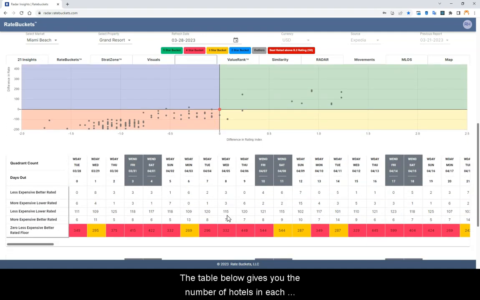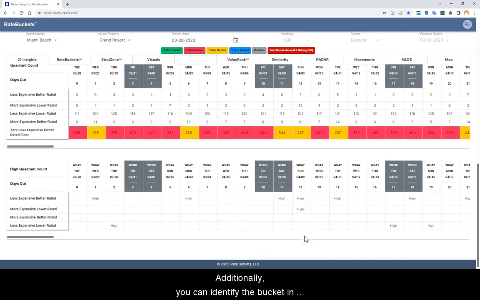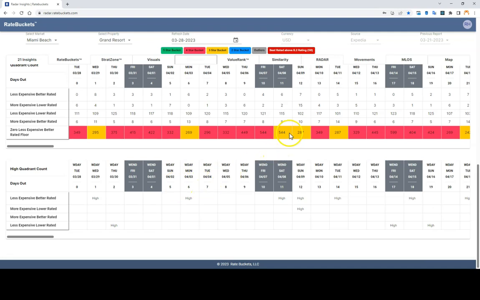The table below gives you the number of hotels in each quadrant for each day. You can see how the count of less expensive, better rated hotels changes daily. The 0 less expensive, better rated floor row displays the rate you would need to set on that day to match the lowest price from the less expensive, better rated competitors. Additionally, you can identify the bucket in which that rate falls.